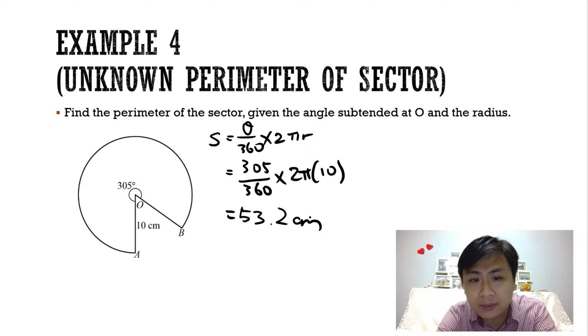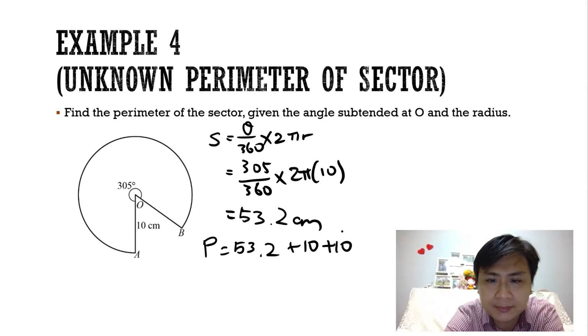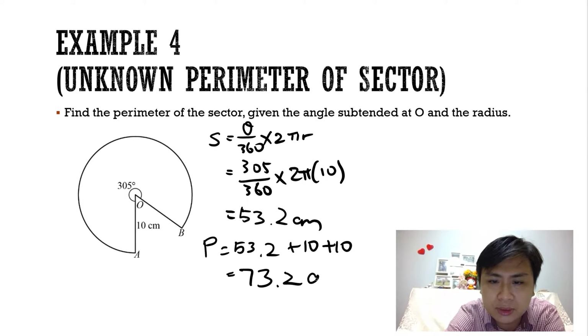To find the perimeter, we'll just add in the 2 radii as well. So the perimeter will be given by 53.2 plus 10 plus 10. We add them together and we will get 73.2 centimeters, rounded off to 3 significant figures.